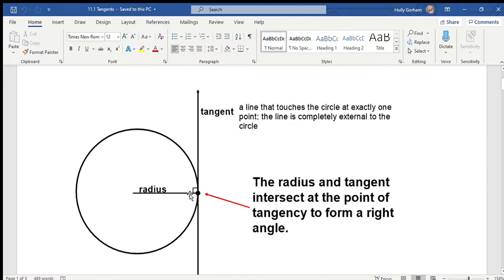And when the radius and the tangent intersect at that point of tangency, they will always form a right angle. And so that's going to be important. Think about things that we've done with right angles. We know that with right angles, we could create a right triangle, and that would be Pythagorean theorem. You might get a 30, 60, 90, 45, 45, 90 triangle, lots of different fun things. And so we need to keep that in the back of our mind.